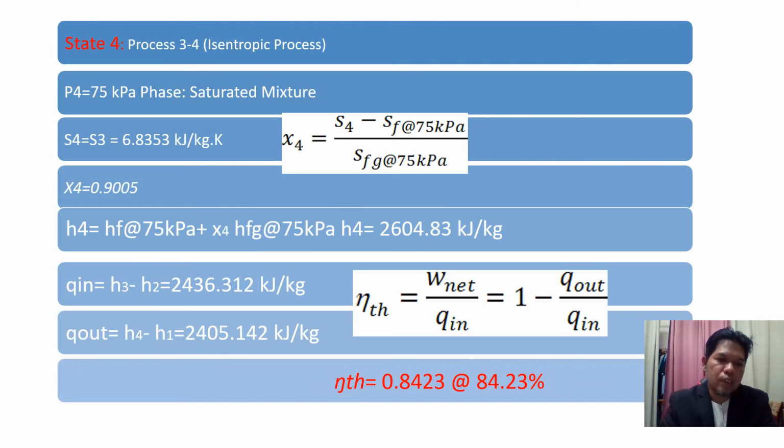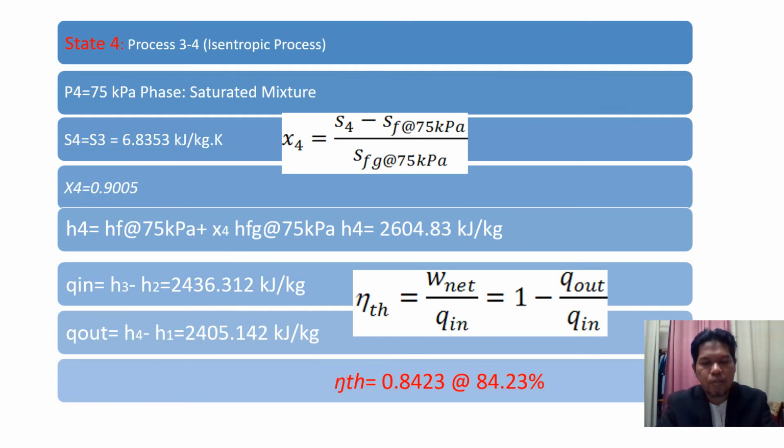To calculate Q in, we use the formula Q in equals H3 minus H2, and the value is 2436.312 kilojoule per kilogram, and Q out is H4 minus H1, and the value is 2405.142 kilojoule per kilogram.